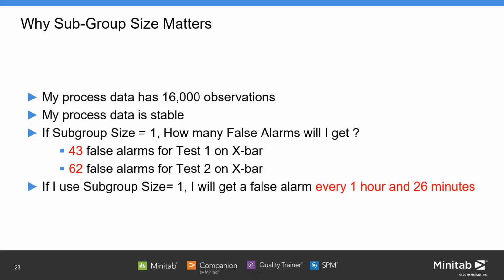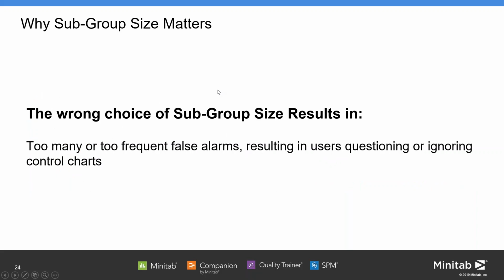This also means using a subgroup size 1, producing 100 parts every hour for 8 hours a day, I will get a false alarm every 1 hour and 26 minutes. The result of this, the wrong choice of my subgroup, is too many or too frequent false alarms. And of course, if I keep having false alarms, the users are going to start questioning or believing that my charts are not worthwhile and start to ignore them. This then destroys the value of this most useful tool.